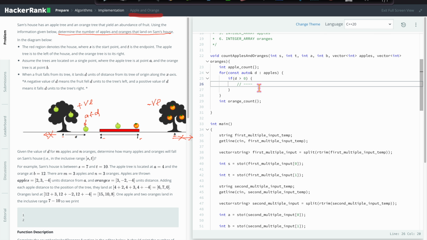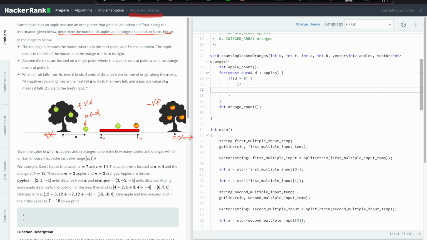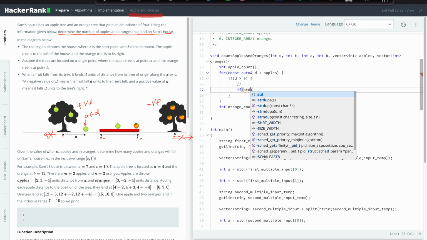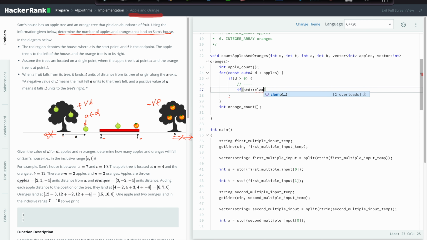I am going to show you something different. We are going to use an STL algorithm. Let me write the code. That algorithm is nothing but std clamp. There is something known as std clamp. It is part of C++17.